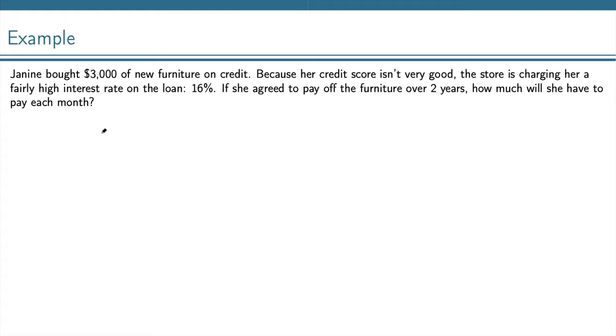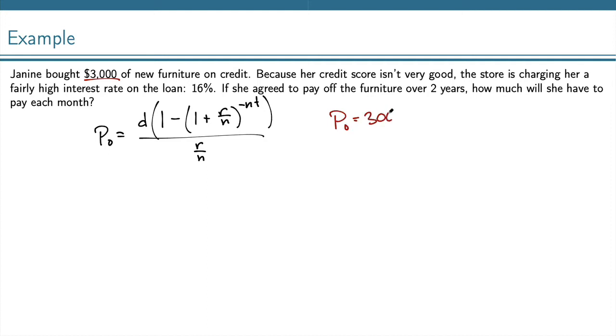So our loan formula is P naught equals D times 1 minus 1 plus R over N to the negative NT, over R over N. And we've got a lot of different things going on here in this problem. We've got this $3,000, that's the amount that she is putting on credit. And so that is going to be this P naught. So P naught equals 3,000.